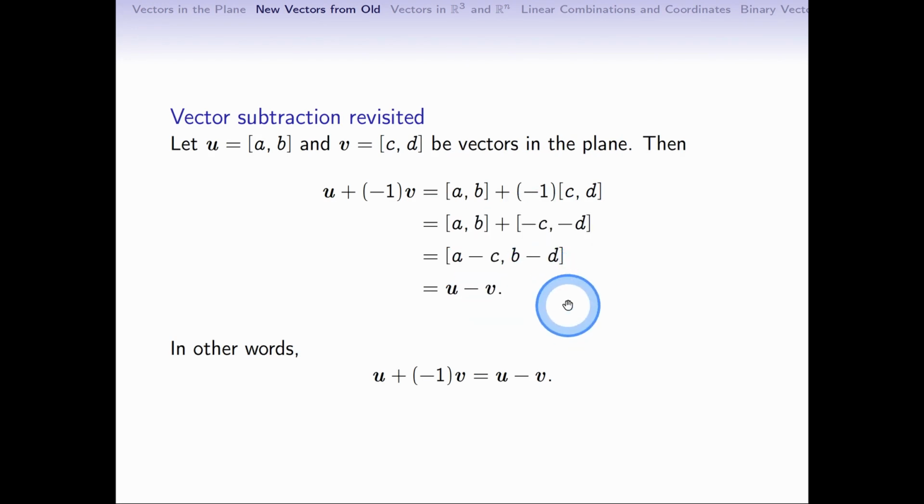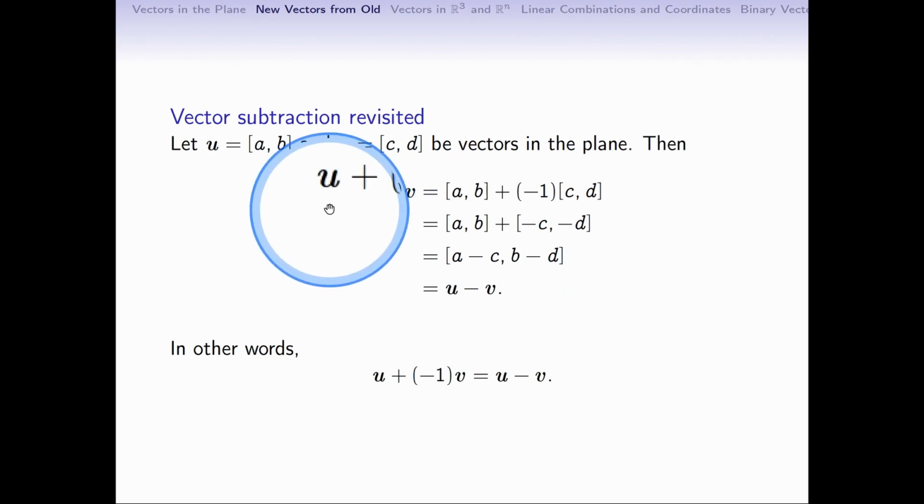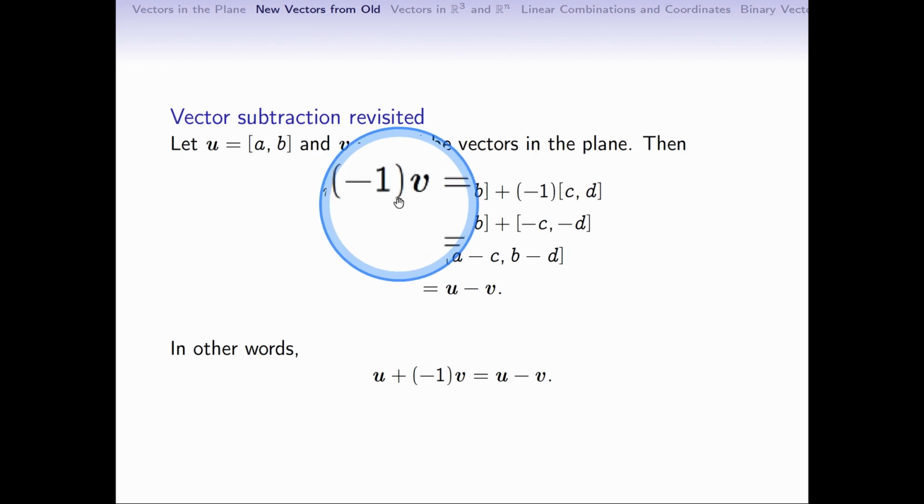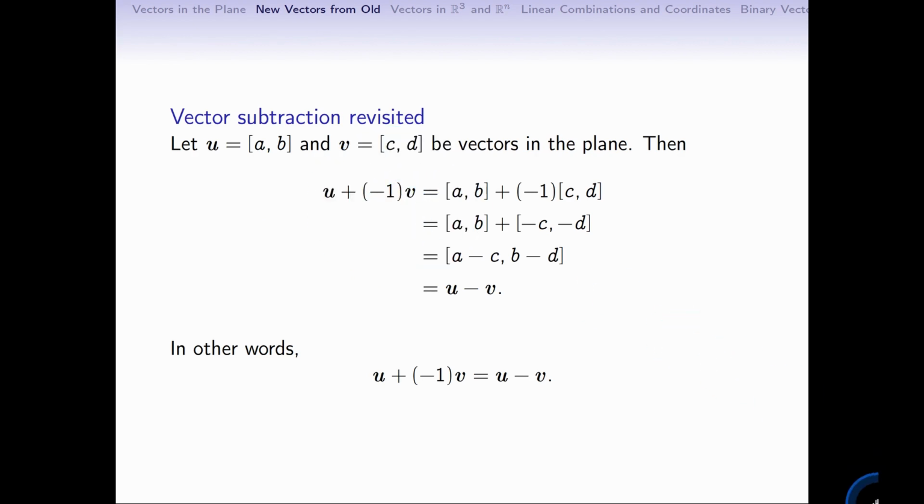But if we sit back and stare at that, those are exactly the components of the vector u minus v. So in other words, what we've discovered is that I can write u minus v as a vector sum. In this case, u plus -1 times v. Vector subtraction can be written in terms of vector addition as long as I'm willing to scale one of the vectors by -1. And this is, in fact, a helpful idea from time to time.